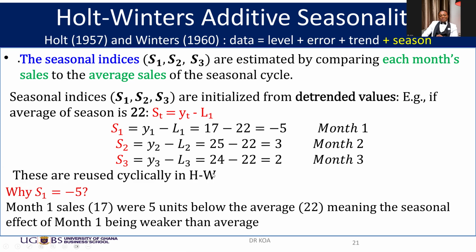Once you have found this, you can now use all of this for the forecasting. But you cannot forecast for period 1. We know that already. You cannot forecast for period 2. You cannot forecast for period 3. Why?